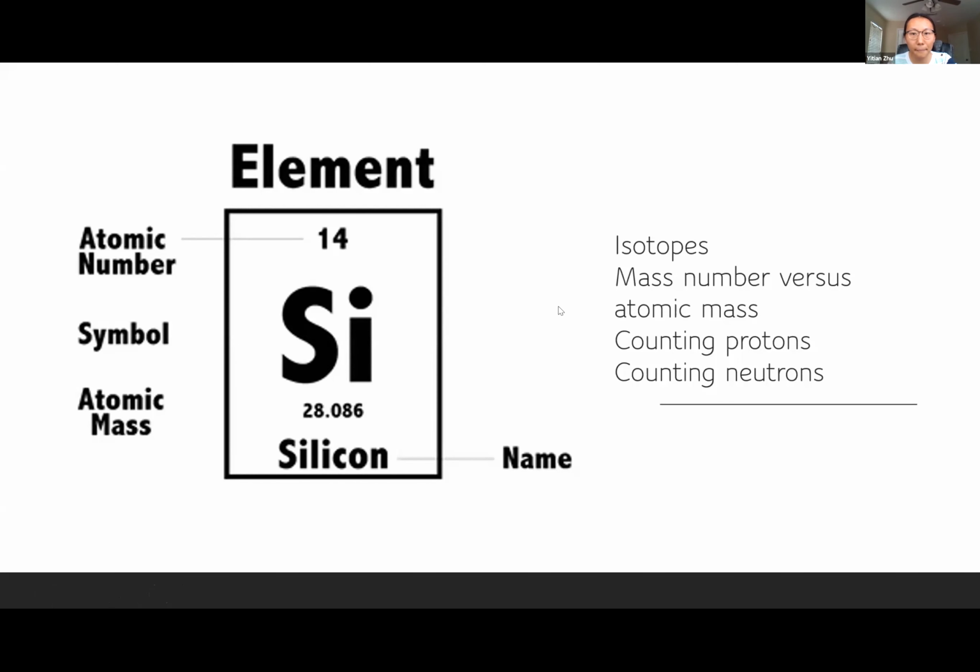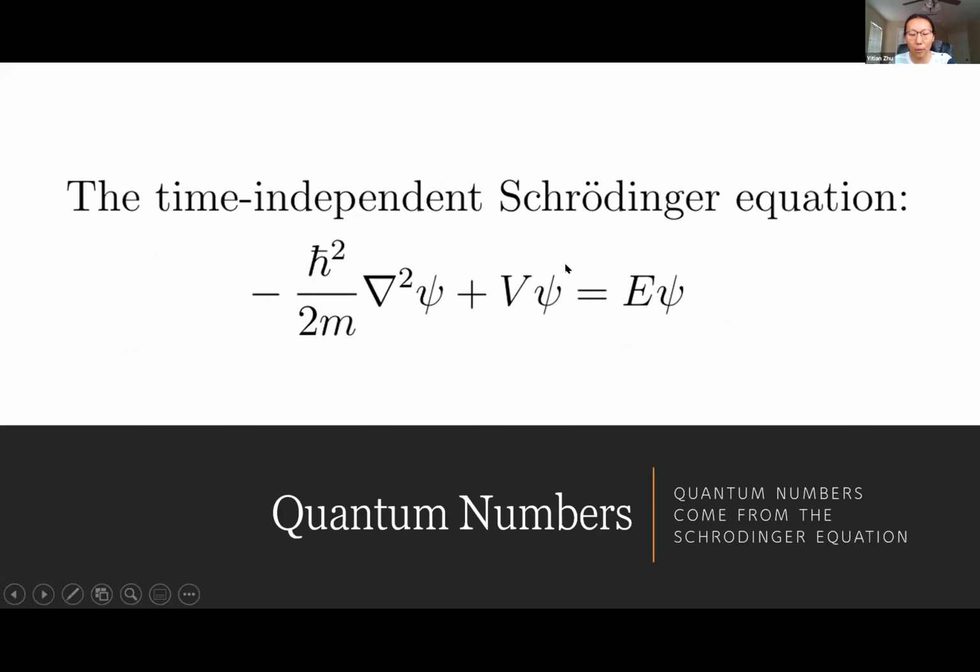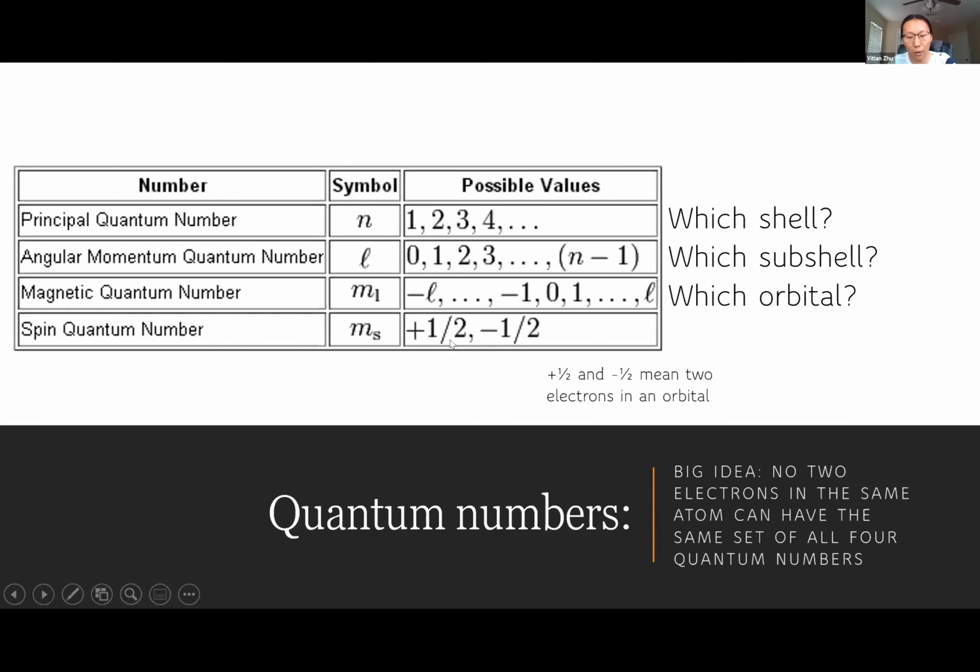All right, next slide. So quantum numbers, which we will talk about in just a second, were derived from the Schrodinger equation. I won't talk about the Schrodinger equation today. It's super complicated. So these are the 4 quantum numbers, and you might think, oh my God, that's really complicated. But, well, there's one first thing that you should know, and it's that no 2 electrons in the same atom can have all the same 4 quantum numbers.